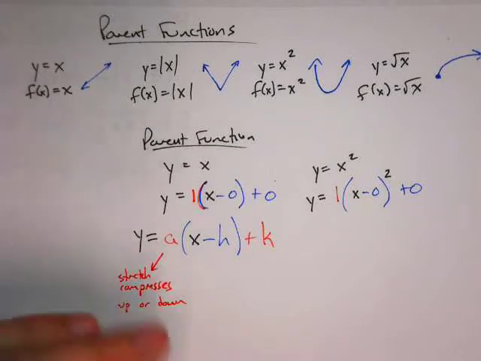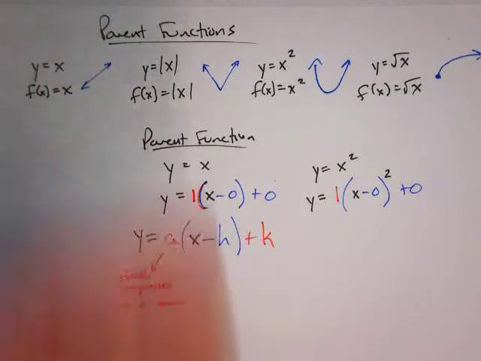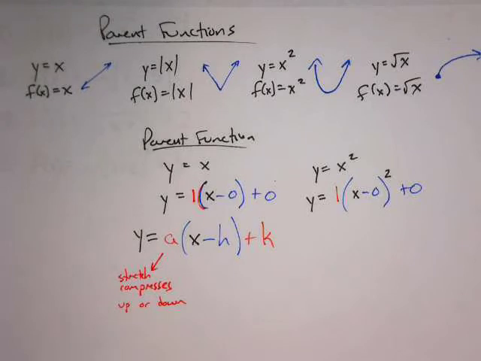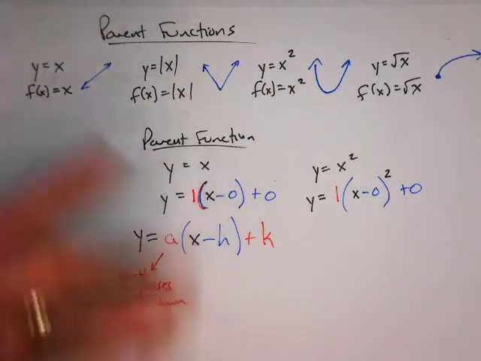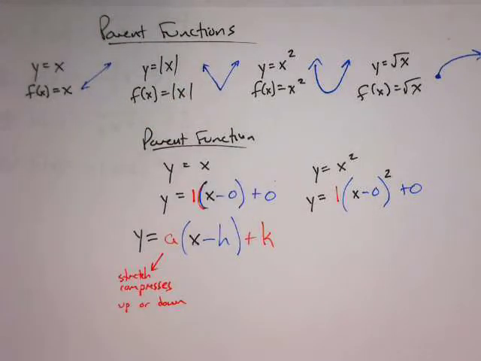So if it's positive, it opens up; if it's negative, it opens down. And again, I showed this in the previous graphs of algebra notes. So that's what A does. A deals with stretching, compressing, slope. It can open, it can narrow, and whether or not it opens up or down.